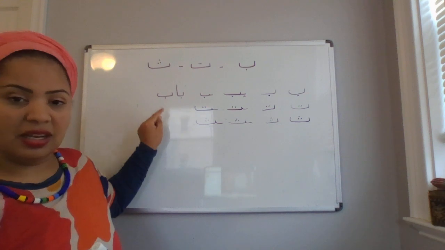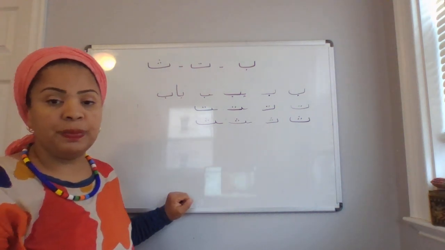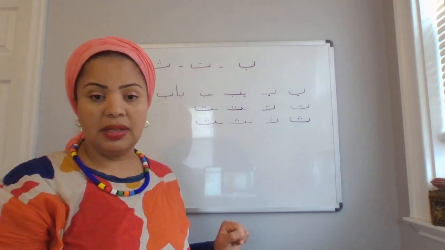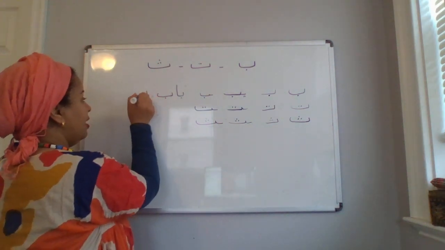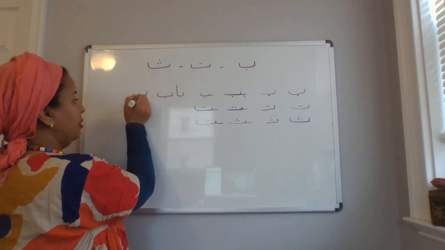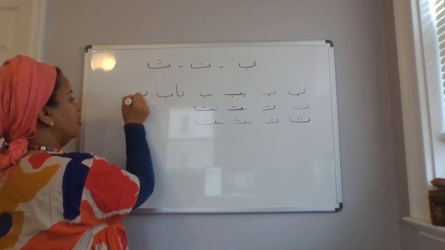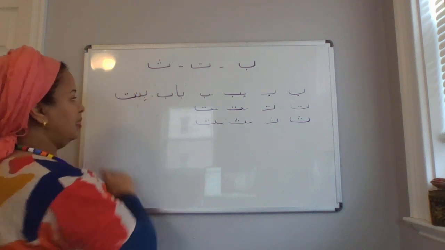For example, the word bint. So it's ba, which is going to be with a kasra, b, and noon and ta. Bint.